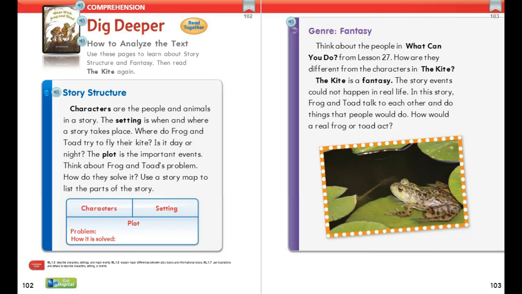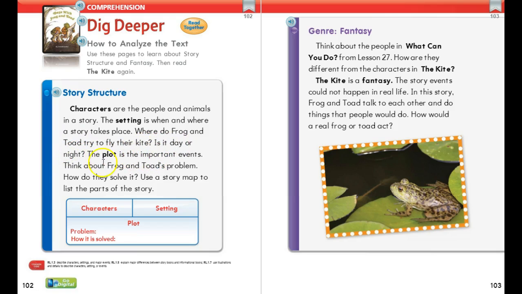Remember that describing in detail will help you to remember the story better. Remember, the plot of a story usually includes a problem that the characters have. So characters are the people and animals in a story. The setting is when and where a story takes place. Where do Frog and Toad try to fly their kite? Is it day or night?